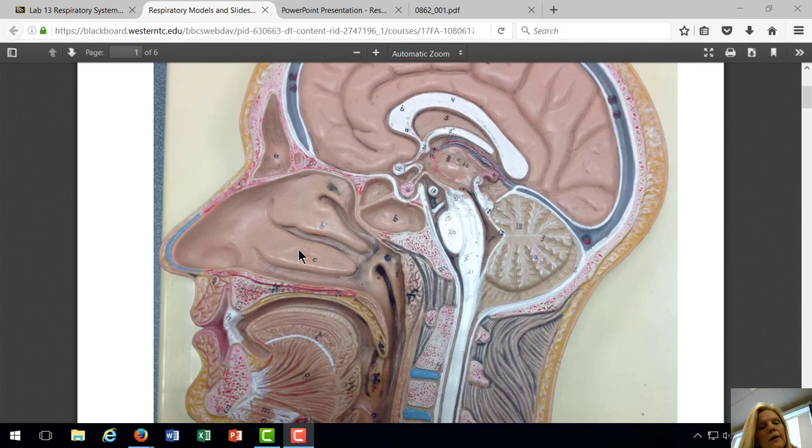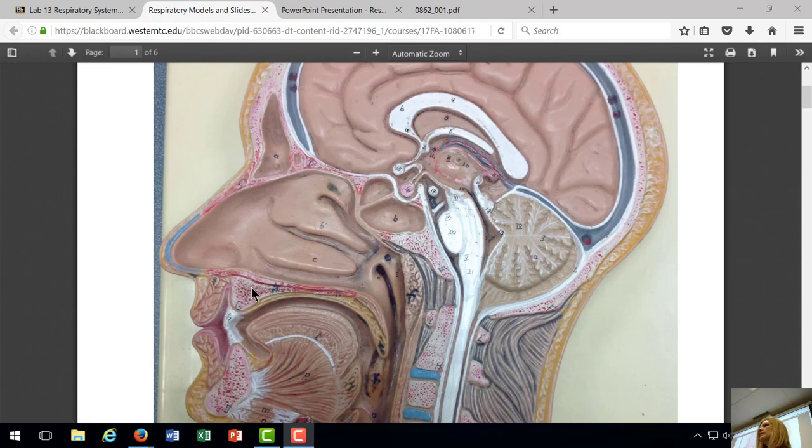Then what divides the nasal cavity from the oral cavity down below? Here's the muscular tongue, and this whole structure here is the oral cavity. There's a bone that separates the nasal cavity from the oral cavity, and that bone is called the hard palate. You can feel that with your tongue. Your teeth come down off of the hard palate.